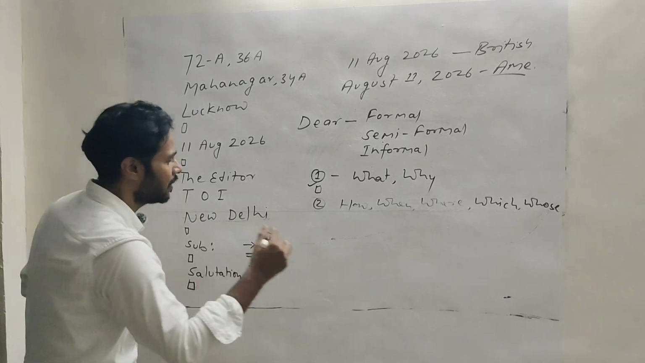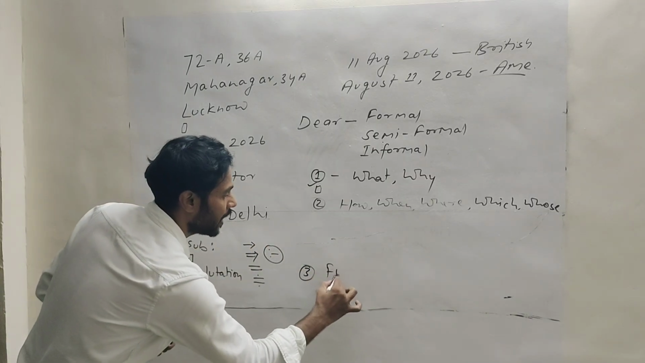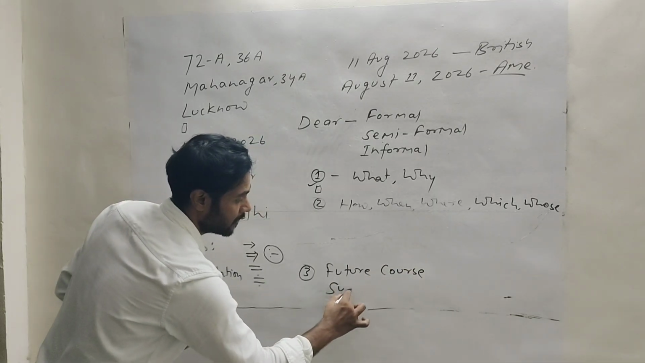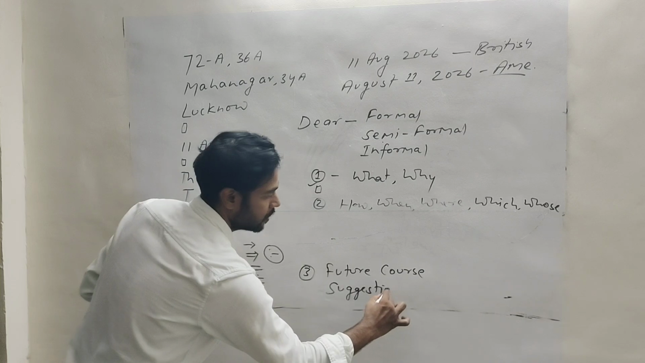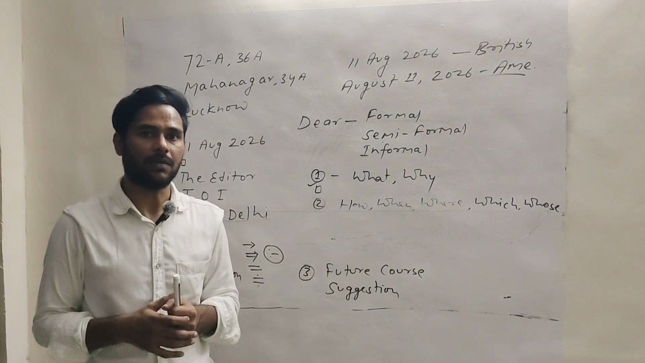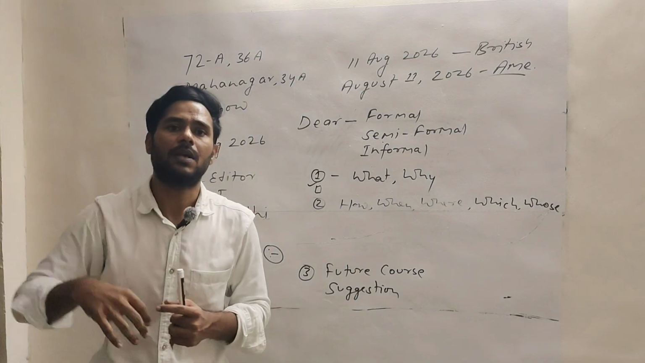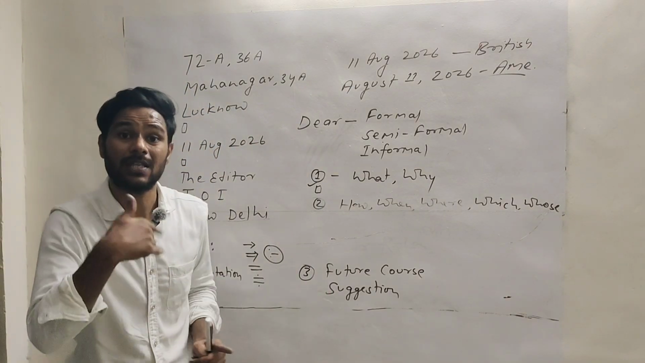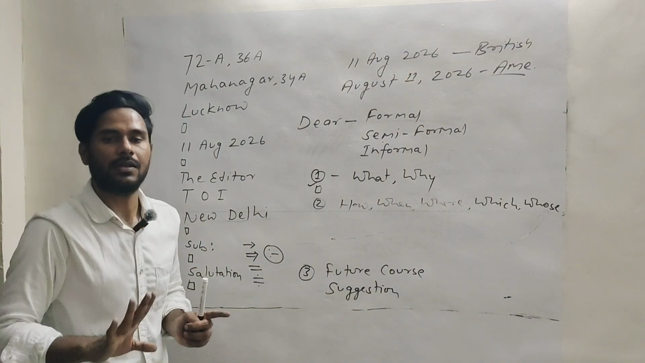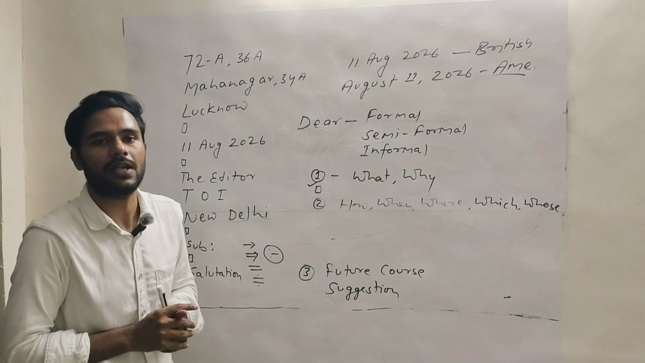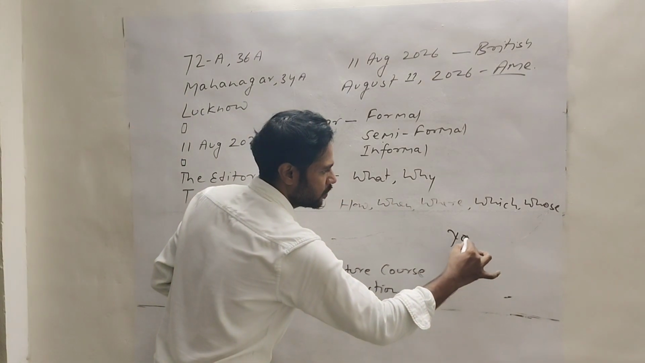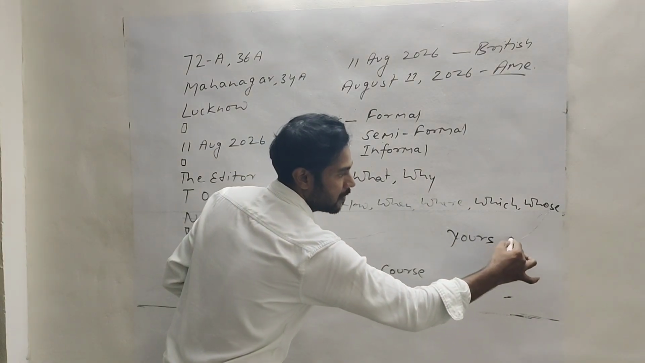And in the third paragraph, you will have to talk about the future course, and you can give your suggestions. Future course means this will happen, these will be the consequences. Future course and suggestions, if you have any suggestions, give them here. That is in the third paragraph, and you can conclude your letter as well. And at the last, take three or four lines gap, and you would write "Yours sincerely."